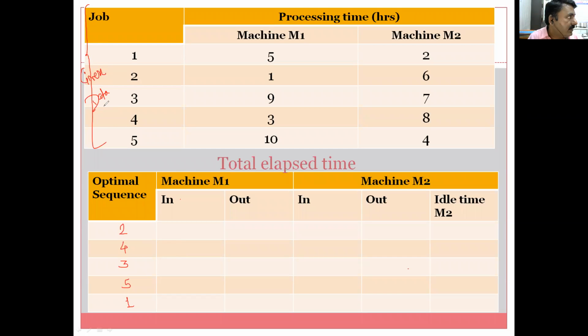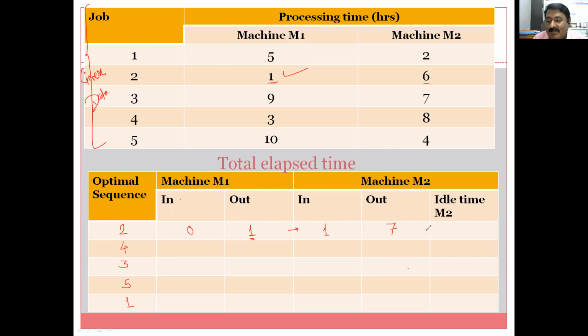Now I will start using this data. So machine number 2 in at the start I will say here 0. What is time required? So 1 hour is required on machine M1. So 1 hour. Okay, machine number 2, after this 1 hour is complete, the job will be given to this machine. So here 1 hour. And what is out time? 6 hours are required. So 1 plus 6 I will mention here 7.